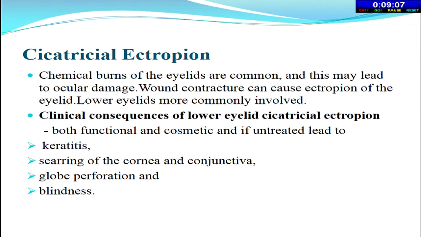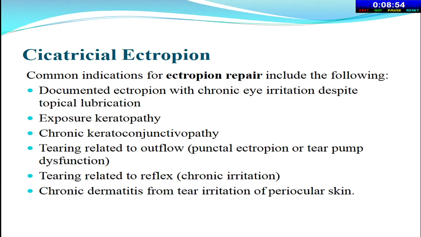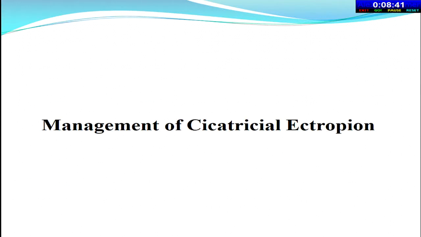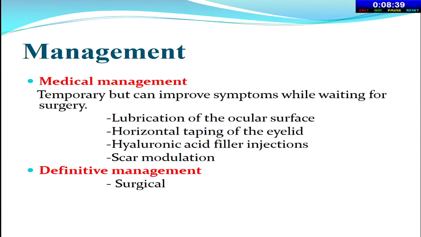The clinical consequences can be both functional as well as cosmetic, and if untreated, they may lead to keratitis, scarring of the cornea and conjunctiva, globe perforation, and also rarely may lead to blindness. Common indications are generally documented ectropion with chronic eye irritation despite topical lubrication, exposure keratopathy, chronic keratoconjunctivopathy, tearing related to outflow, related to reflex, or chronic dermatitis.